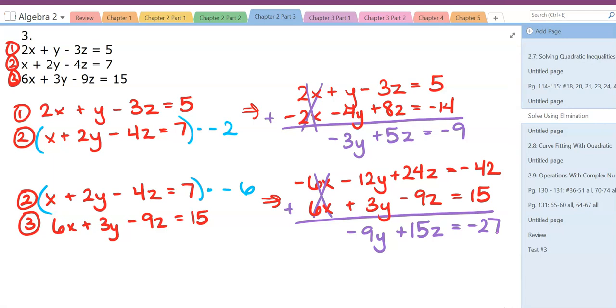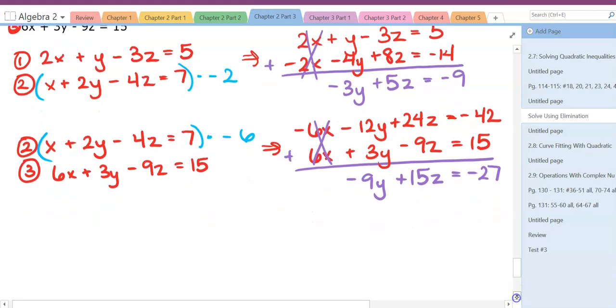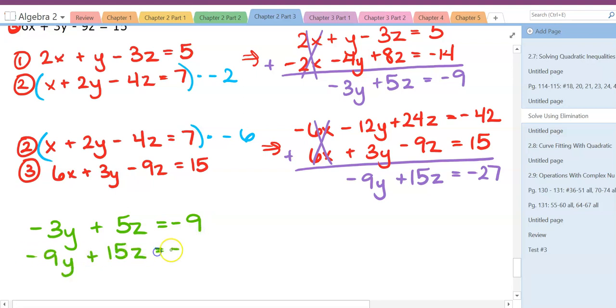If I look at my two new equations here, and I stack them, my y's are probably going to be the easy ones to eliminate because 3 can go into 9. So I'm going to take that top equation times a -3 because that'll cause it to switch signs, but I want you guys to see what's going to happen when I do this.